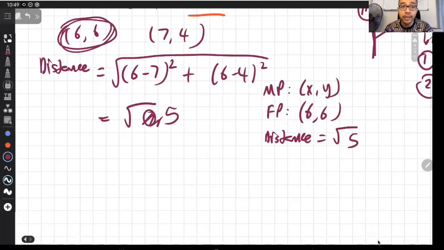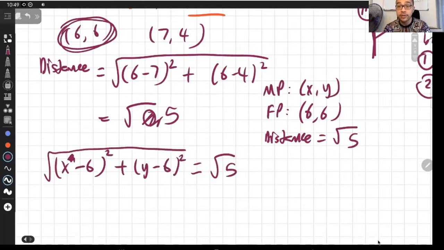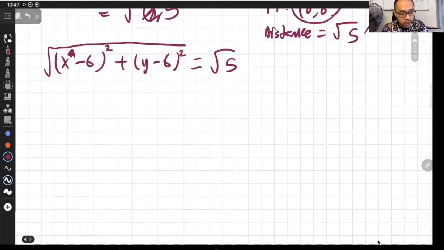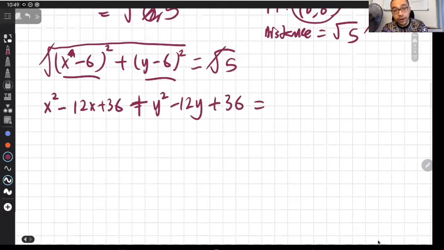And when we find the locus, we always use the distance formula, which is the square root of x minus 6 squared plus y minus 6 squared equals to square root of 5. Distance formula. We use these two points, the distance must be equals to square root of 5. So of course, the first thing we do is we get rid of the square roots because we don't need them. And then we expand these two. So you get x squared minus 12x plus 36 plus y squared minus 12y plus 36 equals to 5.